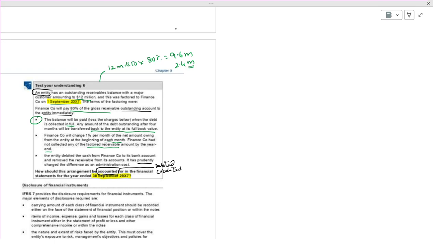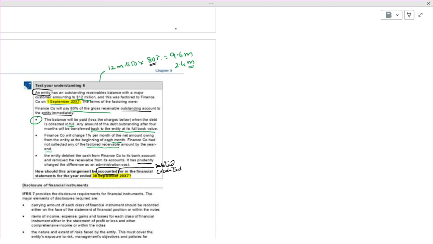When the factoring company is paying, what will happen? How much are they paying? 80% of the amount. Is it right? They are paying 9.6 million. Fine?